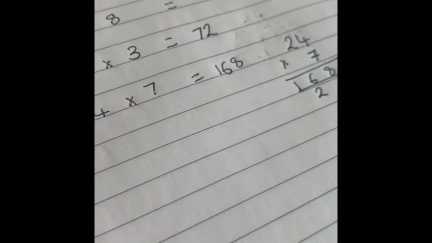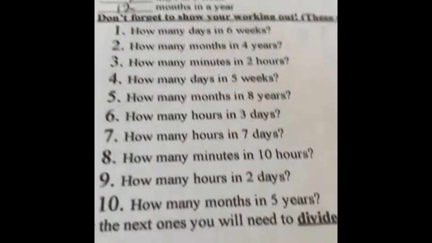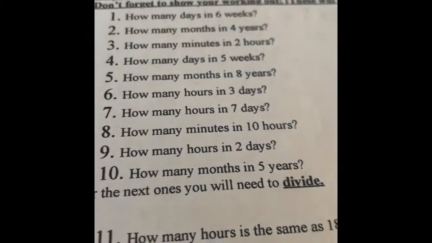So I've got 24 and I'm multiplying that by 7. I've got 7 times 4. 7 lots of 4 are 28. So I put the 8 in. I carry the 2 underneath. I've got 7 times 2, which is 14. Add on the 2 underneath gives me 16. Put the 6 in, carry the 1 across. My answer is 168. Question number 8, how many minutes in 10 hours?